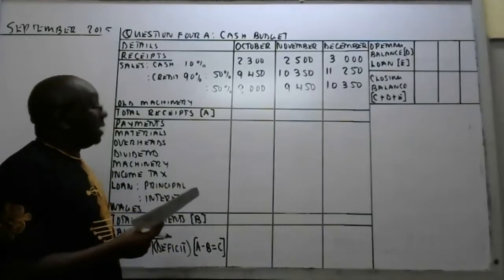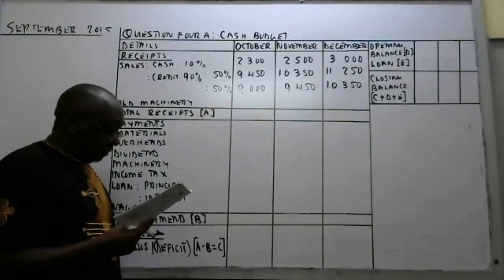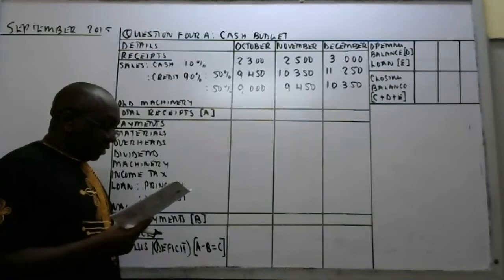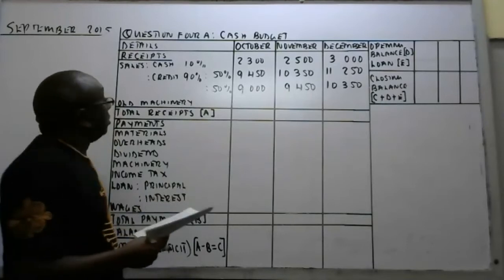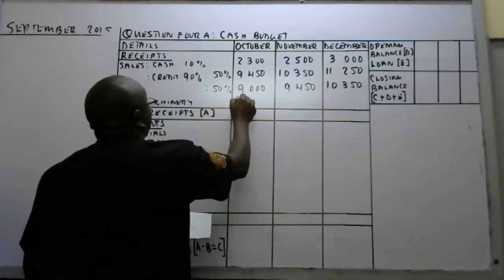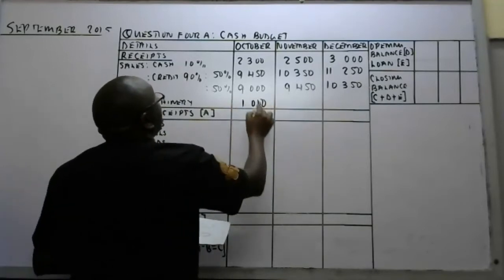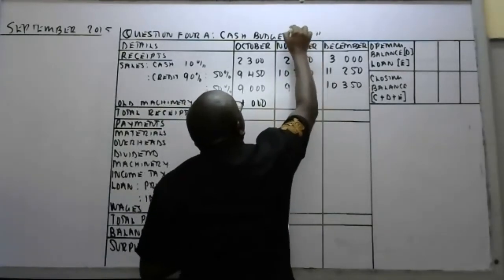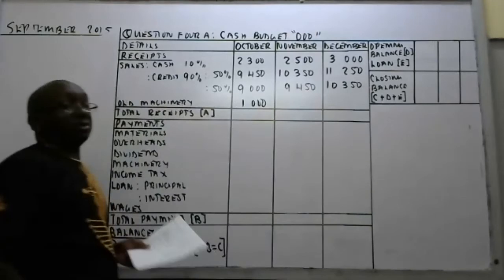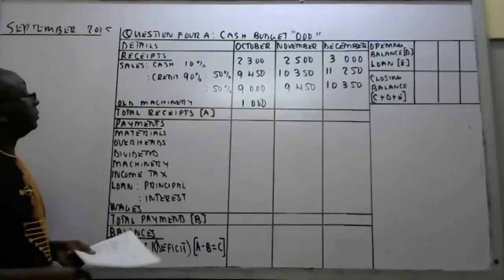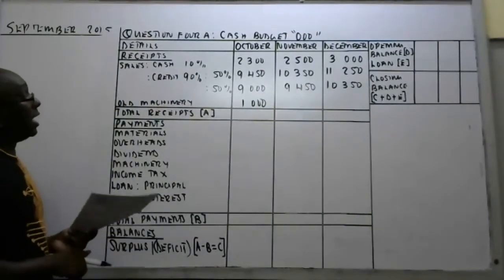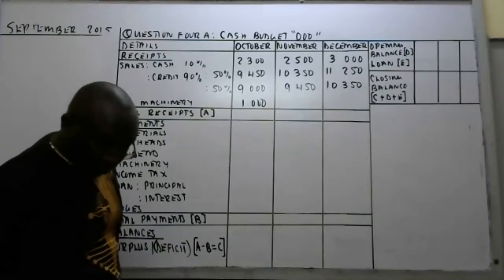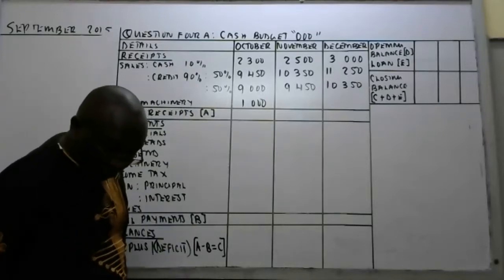Next is the old machinery, which is mentioned in information 6. The proceeds from sale of an old machinery will be received in October, 1 million. So in October, we are receiving 1,000 here because our figures are in thousands. Maybe we needed to have indicated that our figures are in thousands. And that's all. So we can start now getting the totals, the receipts.